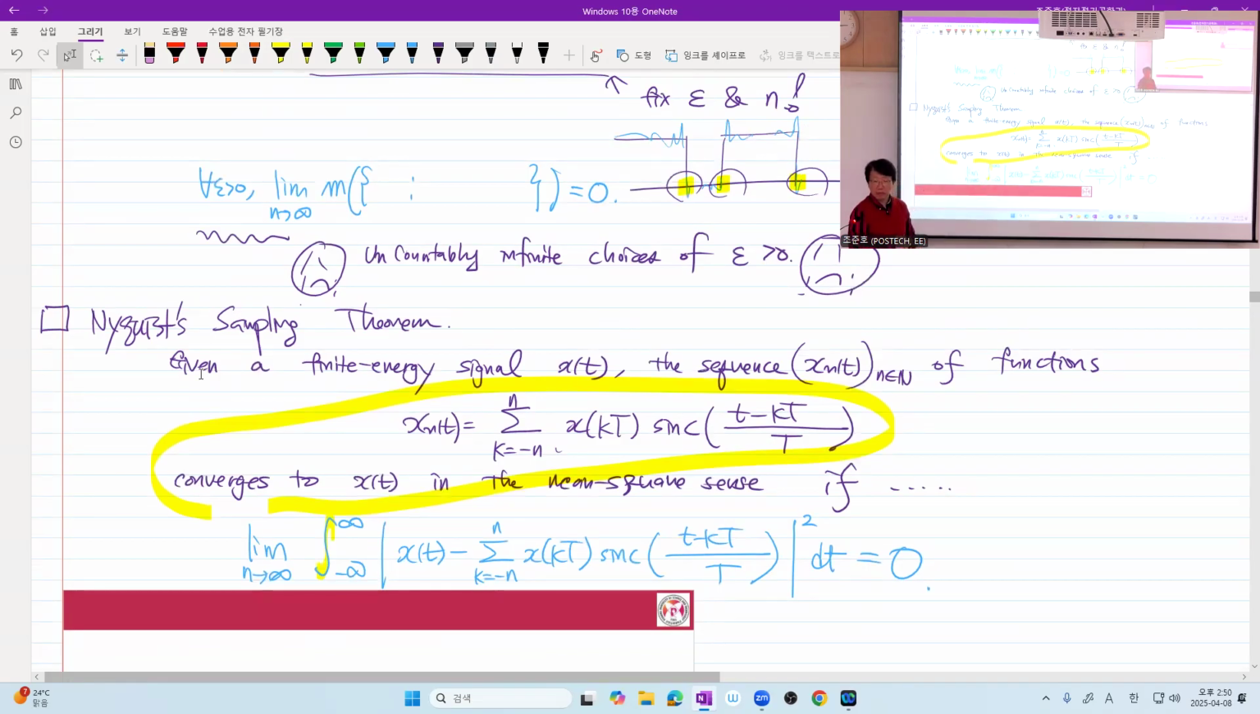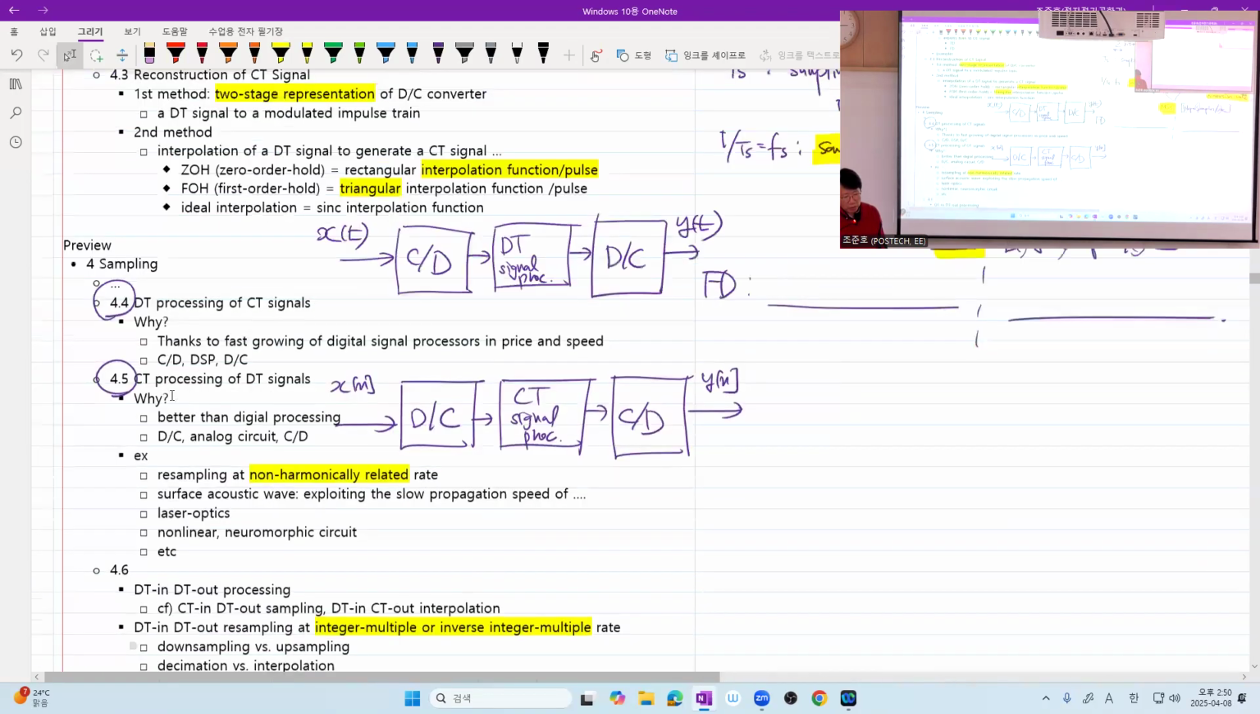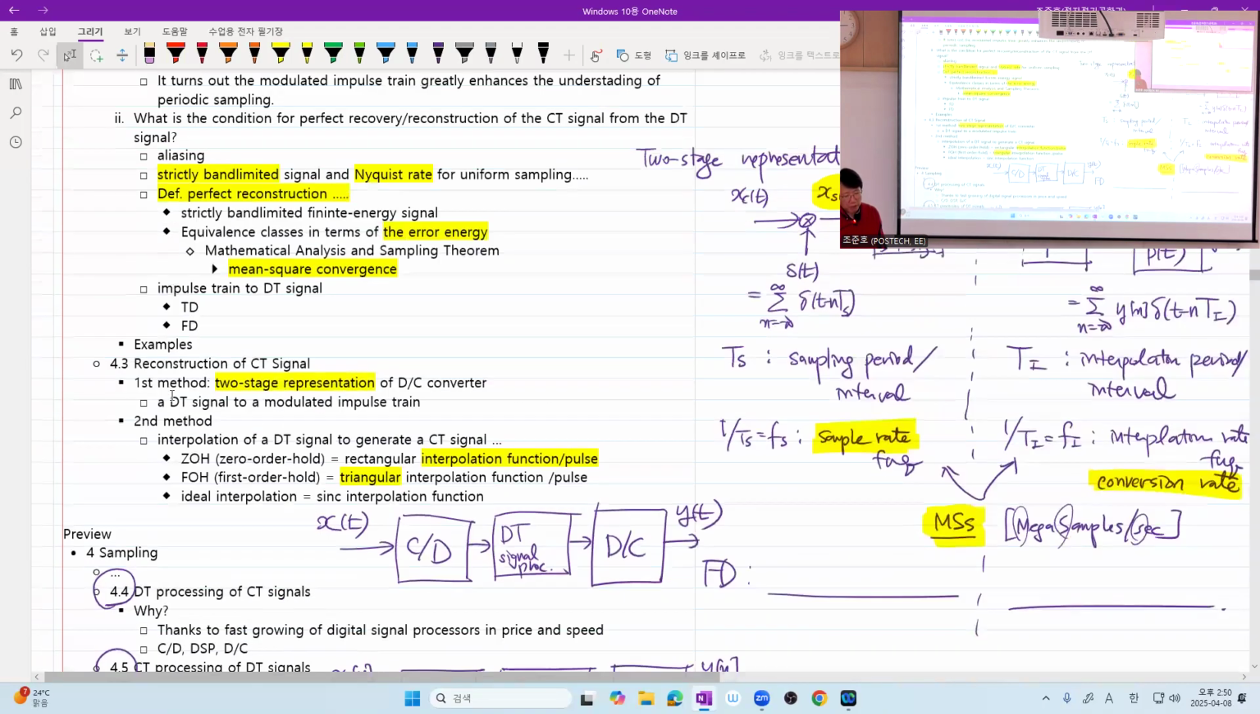Got it? By the way, this part you already know. If signal is strictly band limited and the sampling rate is greater than or equal to twice the highest frequency content, then blah, blah, blah. Got it? So I'm happy, and I believe you are also much happier than before about the definition related to the sampling theorem. Got it?